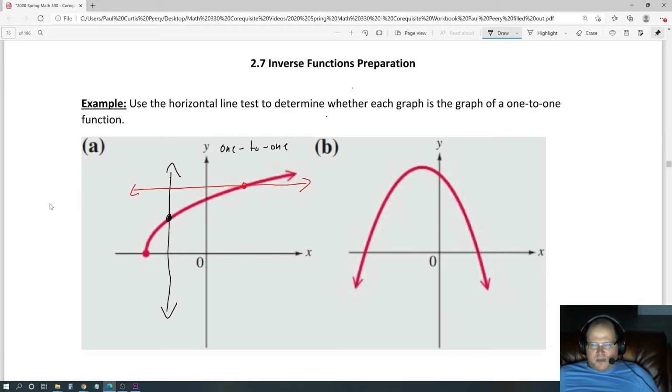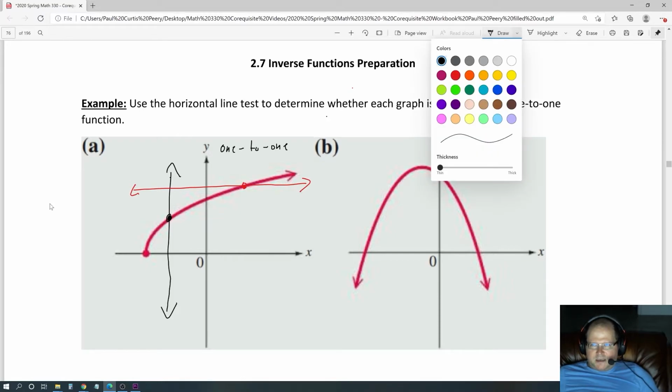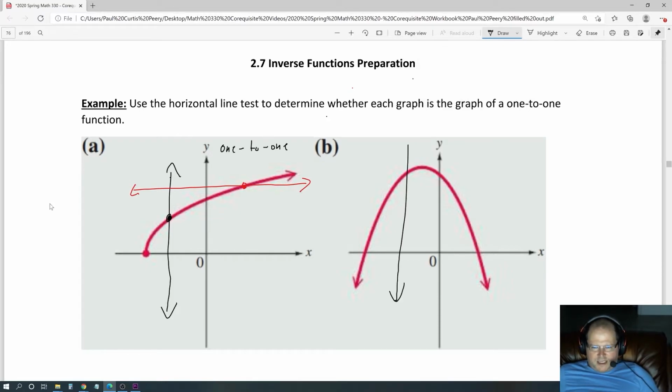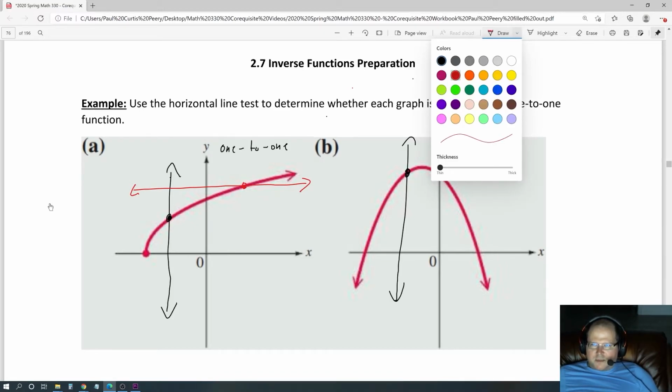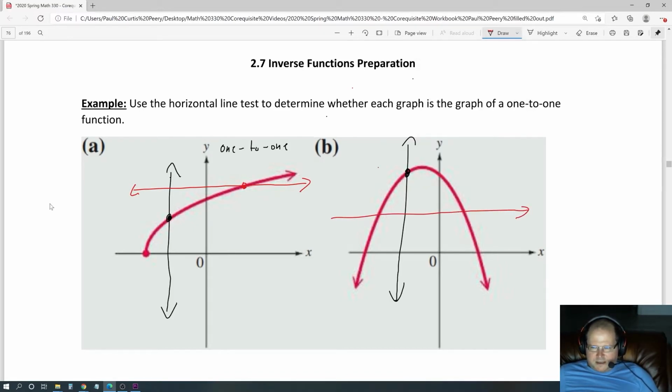Okay, now how about this one? Does it pass the vertical line test? Check. So it is a function. Does it pass the horizontal line test? No, it hits it twice. So we would say this one, it's a function, but it's not 1-to-1. So it's not a one-to-one function.